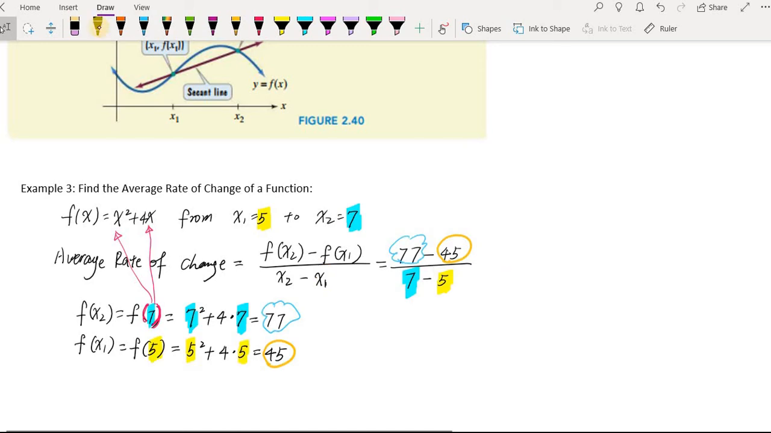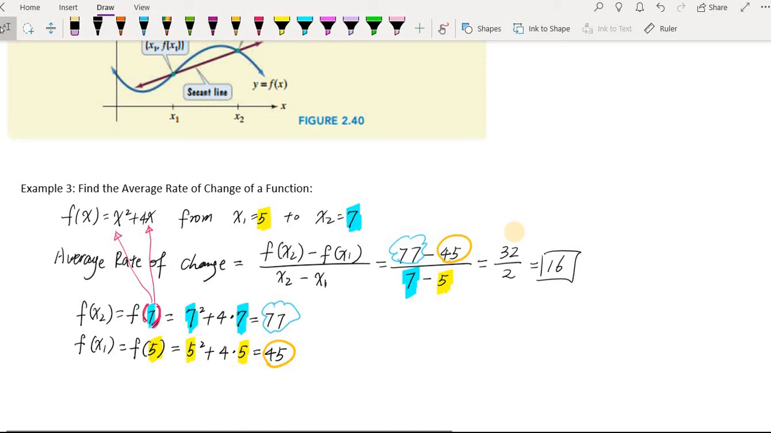Alright guys, I just highlighted everything. Hopefully that helped you a little bit. So you can see where each piece comes from. The numerator will give you 32, and the denominator will be 2. That whole thing gives you 16. That is your final answer.